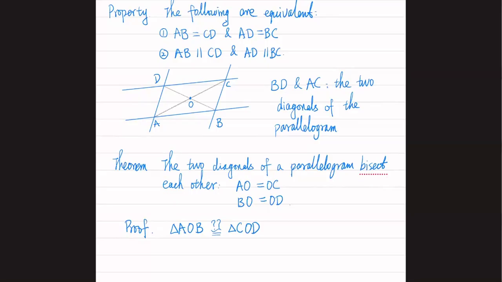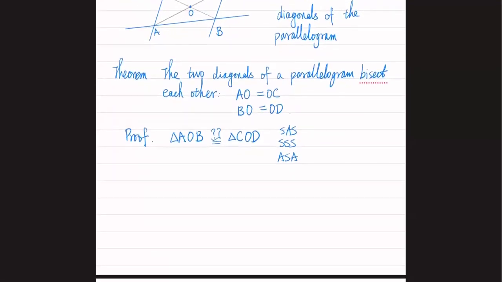So we have three theorems: SAS, SSS, ASA. Which one could we apply? Okay, either the SAS or the ASA. I'd stick with the ASA, to be honest. Okay, let's try to check conditions for ASA.